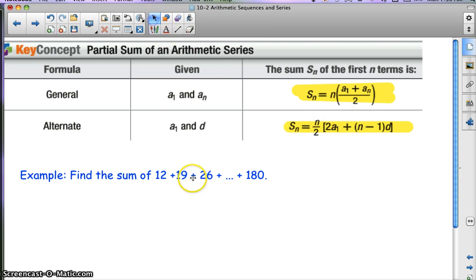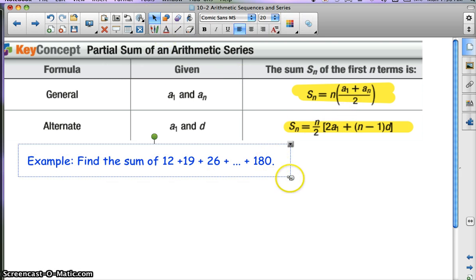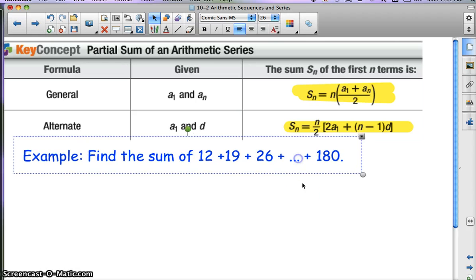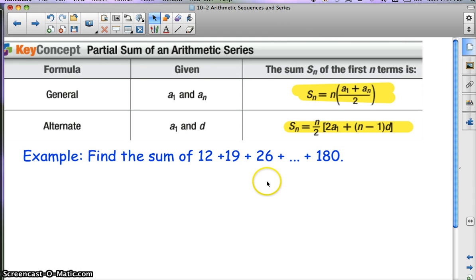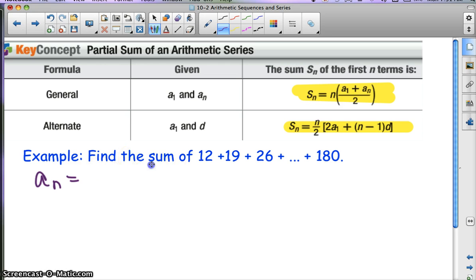So here's an example where we have a series, and we want to find the sum. The first term is 12. The last term then is 180. And we need to find n first to do anything. So you'll see that'll be pretty common. We can find n using our last formula because we want to find the sum.